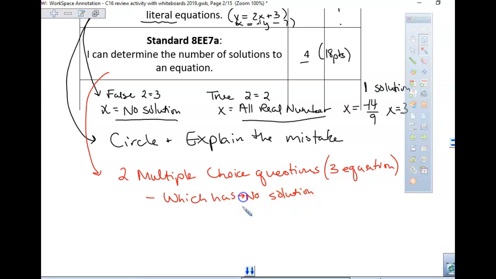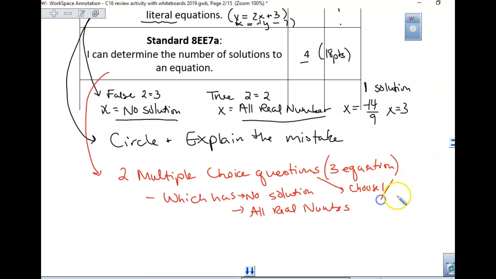And then the next question, the second multiple choice question, might say, which has all real numbers? Now, it's probably not going to be all 3 of the choices, but you can choose more than one. So when you look at these multiple choice questions, you could choose only one, or you could have possibly two answers that fit that description, that have no solution or all real numbers.